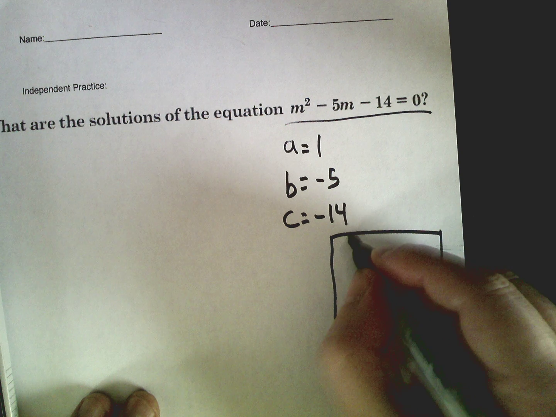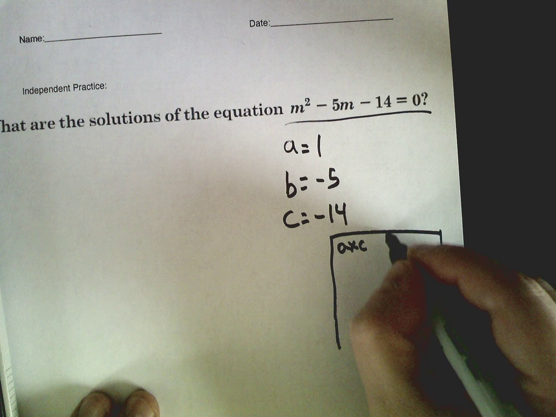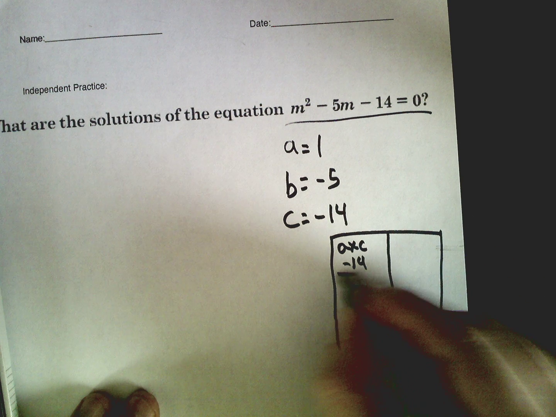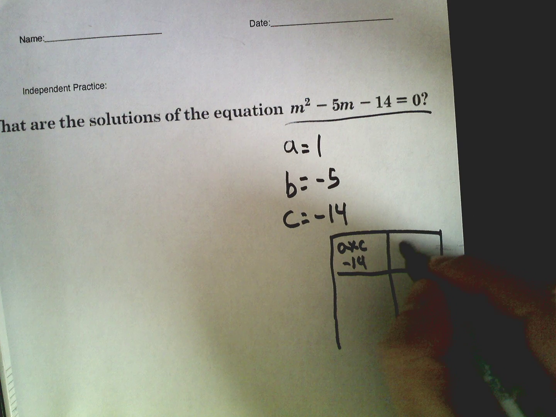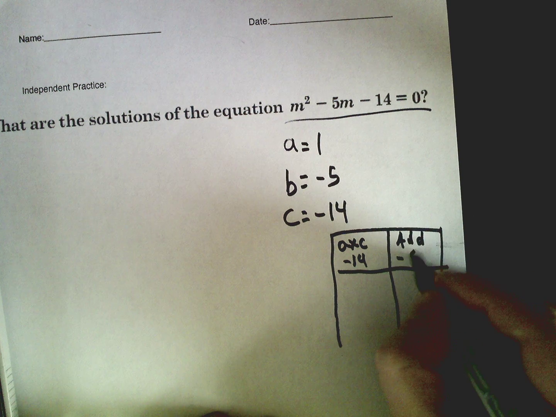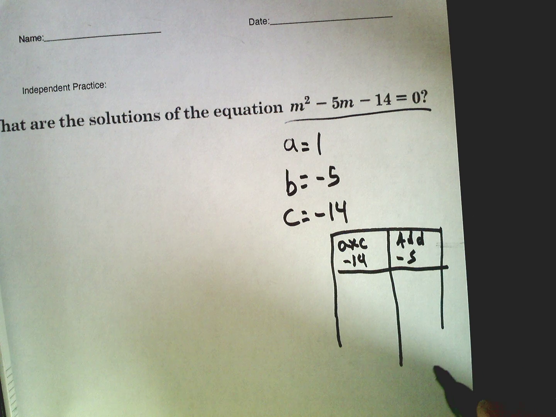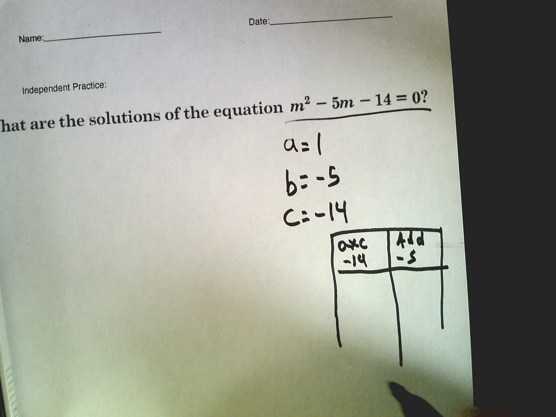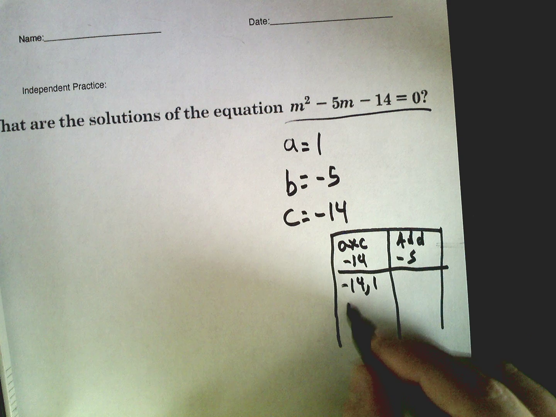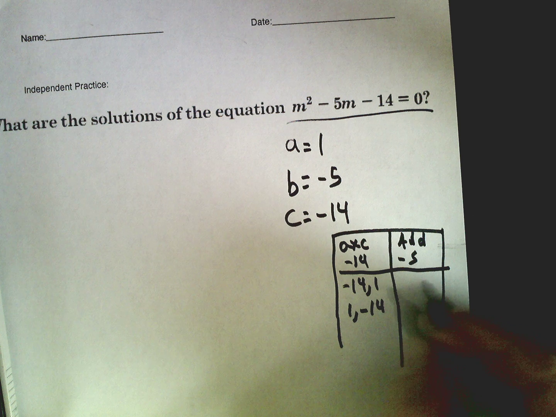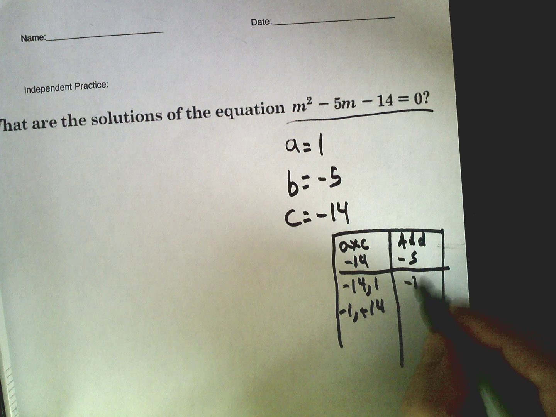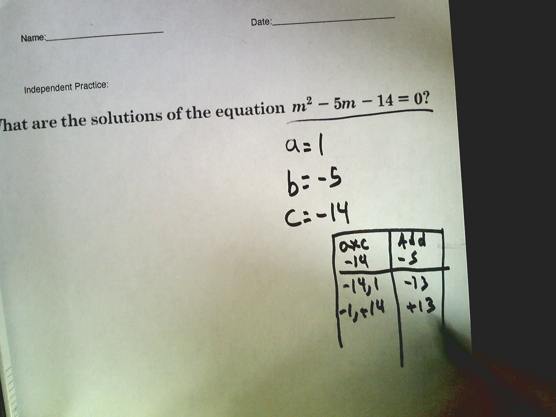A times C comes to negative 14. The numbers have to add up to my B, which is negative 5. So what numbers multiply to 14? Well, we've got 14 and 1, negative 14 and 1, or 1 and negative 14. But these are negative 1 and positive 14, so these give negative 13 and positive 13, not good enough.